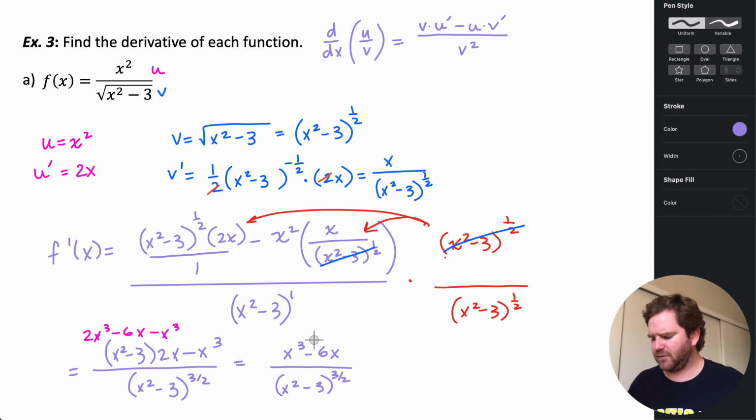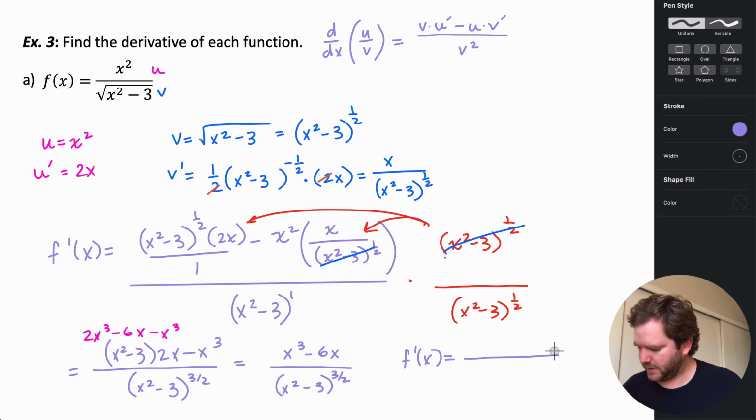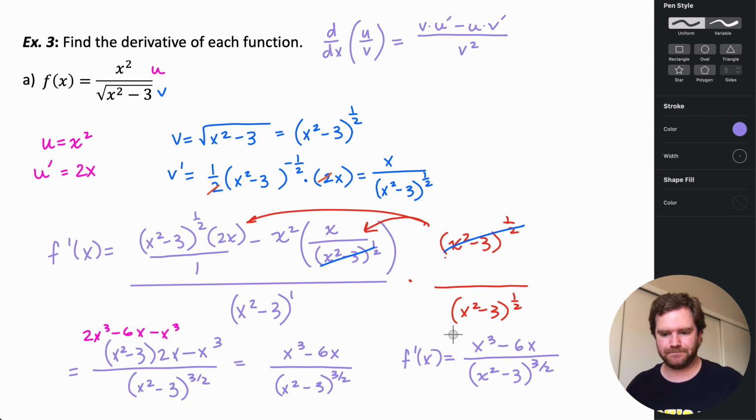Now, some of you might be asking, do I have to factor this in the numerator? And your answer is, you only have to factor this if it can cancel with something in the denominator. So we can actually just leave it like this. So f prime of x is going to equal x cubed minus 6x all over that quantity, x squared minus 3 to the 3/2 power. So that would be my derivative there.